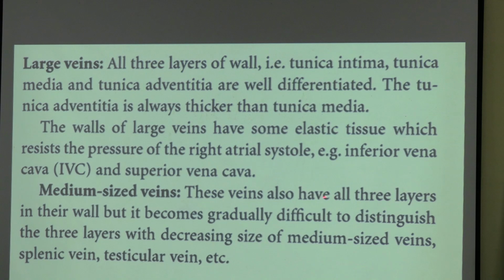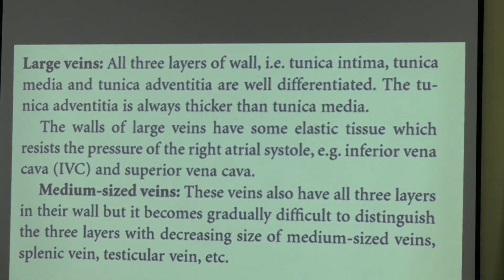Medium sized vein, they are also having all three layers, but it becomes gradually difficult to distinguish these three layers. Okay, in case of medium sized vein, the example are splenic vein, testicular vein, etc. Three layers will be there, but it will be difficult to distinguish between the three layers.